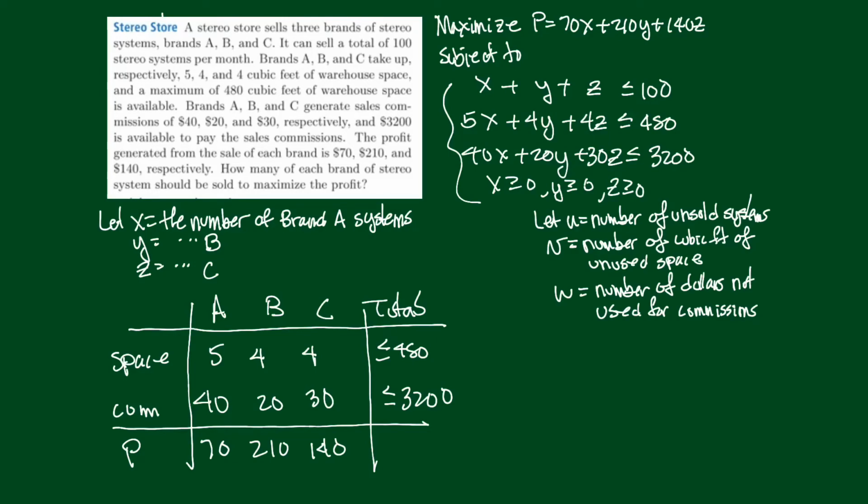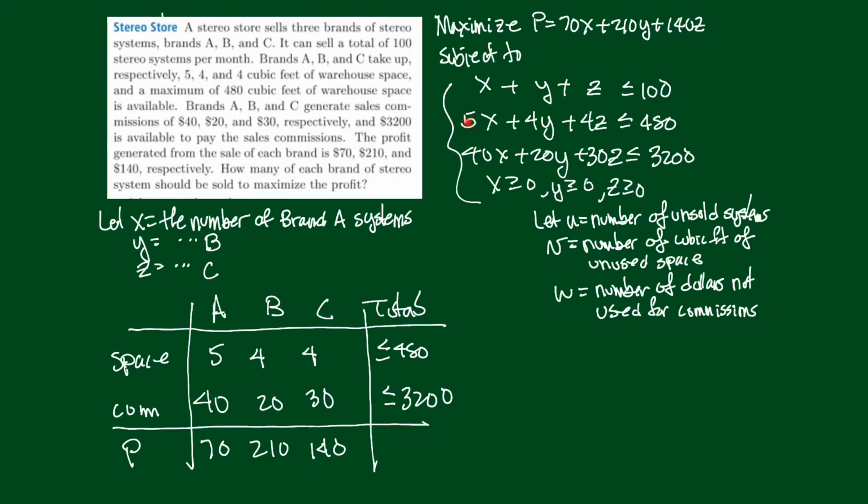The next thing to do is introduce our slack variables. So look at the first inequality. This is the number of systems that we sell, and we may not sell them all. So I'm going to let U equal the number of unsold systems. If I take the number of systems A that we sell, add the number of systems B that we sell, add the number of systems C that we sell, and then add the number of unsold, that will be exactly 100. Then we'll let, what was the middle one here?